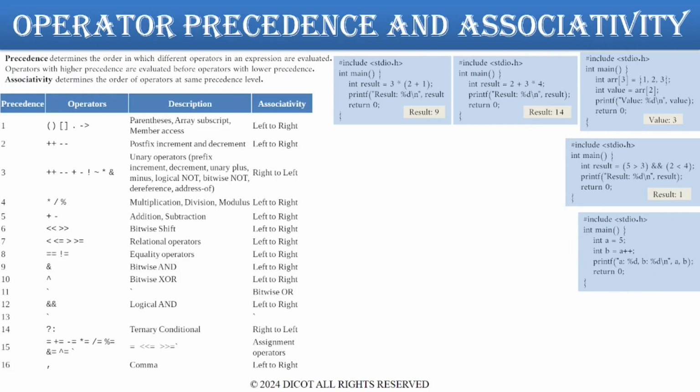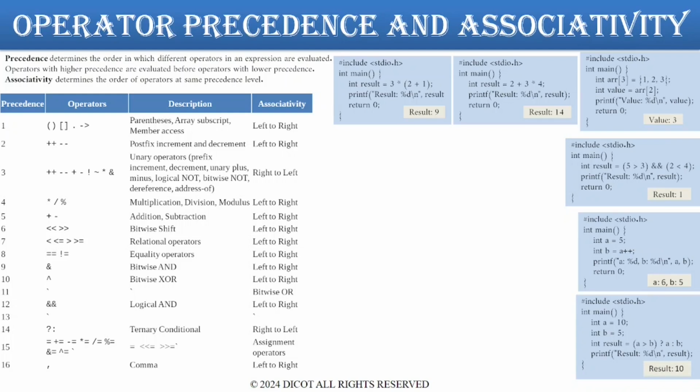Postfix increment, a plus plus, returns the value before incrementing. So b is assigned 5 and then a becomes 6. The ternary conditional operator has lower precedence than relational operators, but higher than assignment. Here, a greater than b is evaluated first, resulting in 1, which is true. Thus, a is assigned to result. The output in this case is result 10.